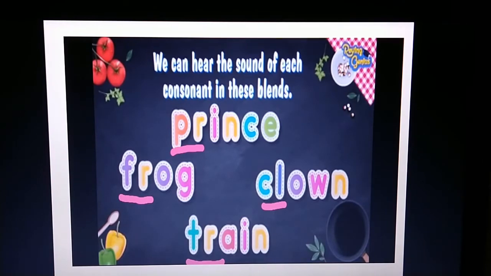So, in a consonant blend, we can hear the sound of each consonant. Like in the word prince, the consonant blend is PR. We can hear the sound of P also and R also. In frog, the consonant blend is FR. In clown, the consonant blend is CL. And in train, consonant blend is TR.